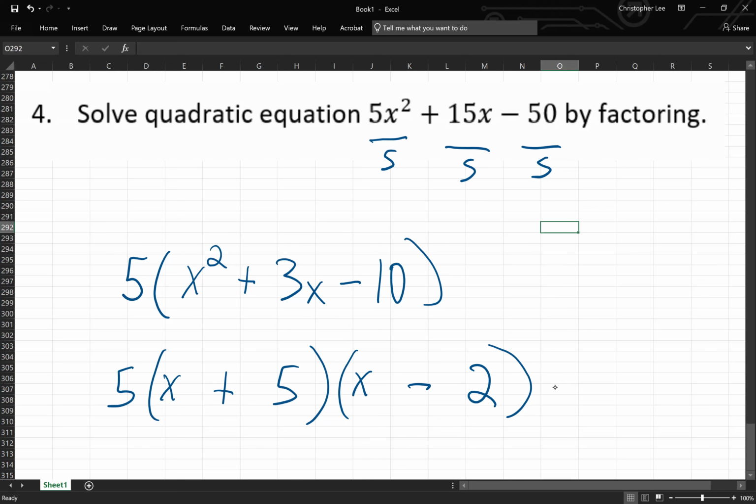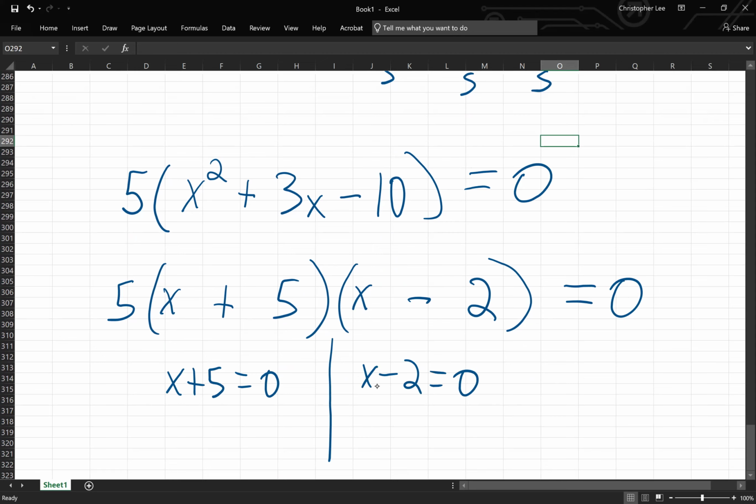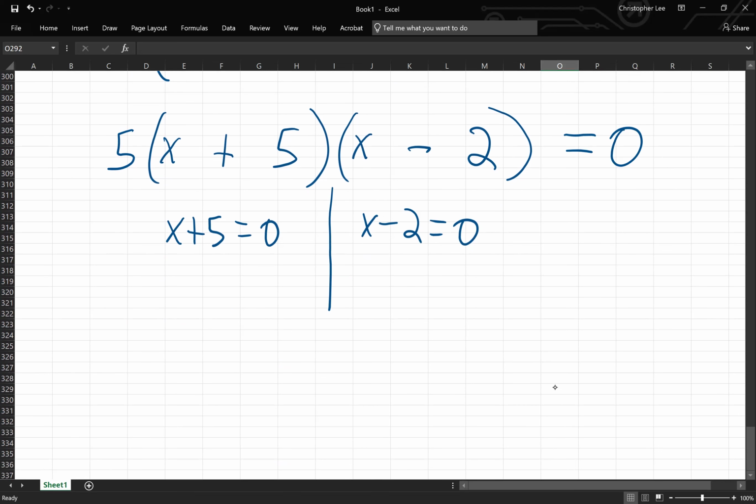This is a good question. It should be equal to 0. So you're right, because they said the word equation. But on your test, it will be written out clearly. So this should be equal to 0, and then you set these both equal to 0. The 5 on the side, you basically ignore it. When it comes to finding the roots, the answer to the question, you don't worry about that.